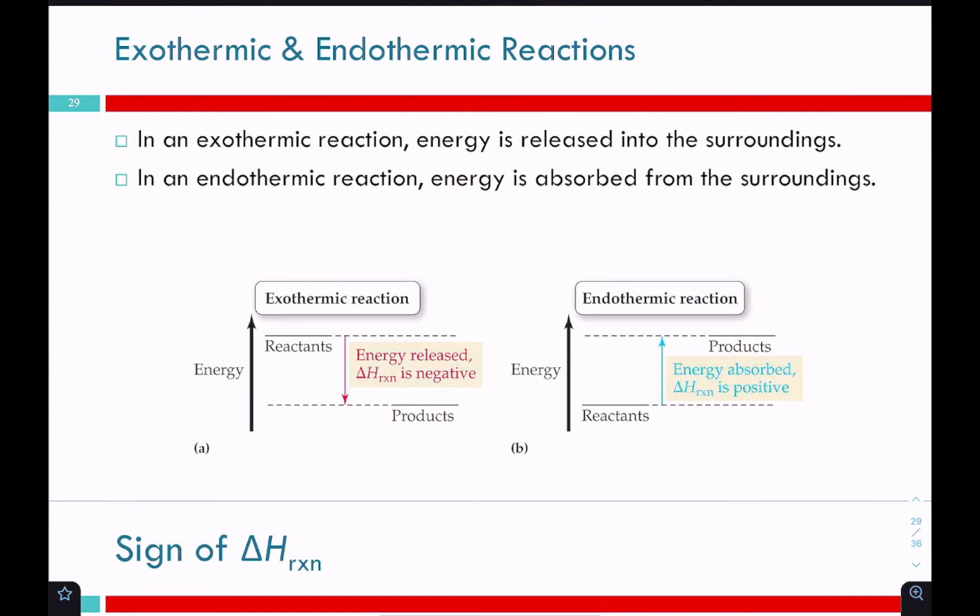So for exothermic reactions, heat energy is released to the surroundings. And to keep that in perspective, always remember, if you're burning something, it emits heat. That's what exothermic is. In an endothermic reaction, you're absorbing that energy from the surroundings.